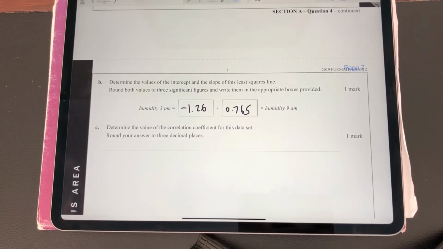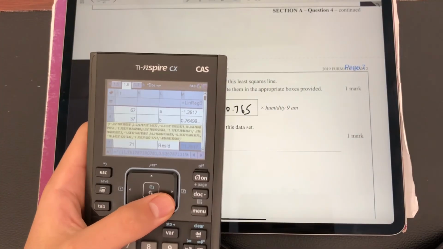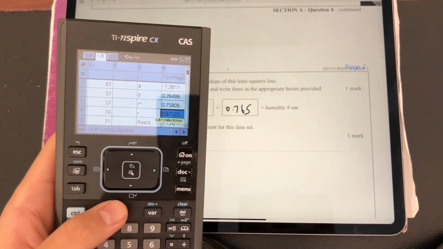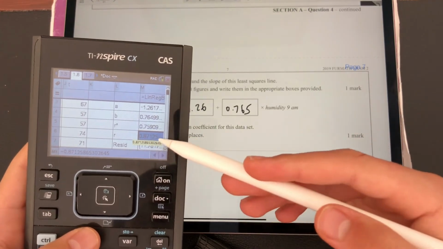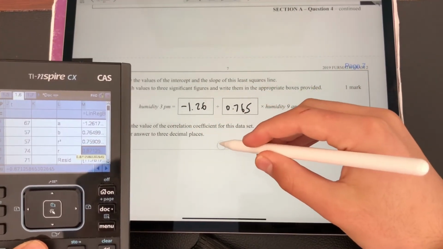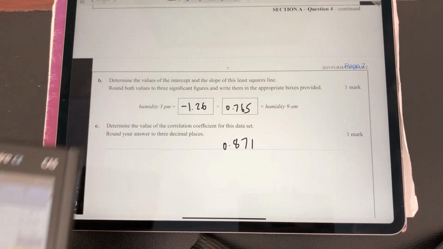Question 4C, determine the value of the correlation coefficient for this dataset. Round your answer to 3 decimal places. So for this question, all you need to do is just look at your calculator. The correlation coefficient is the value for R. So if you look at your calculator, the value for R is 0.871. And the question wants us to round it to 3 decimal places. So 0.871 is the value of the correlation coefficient.